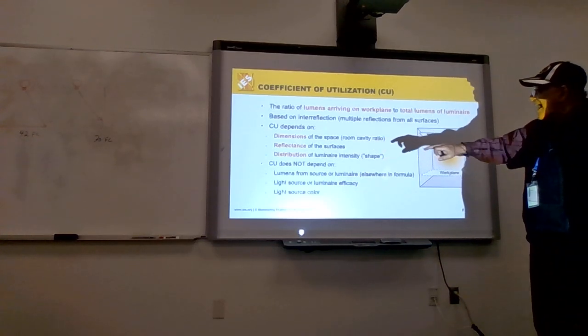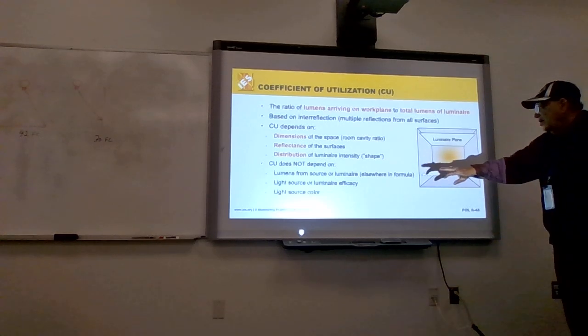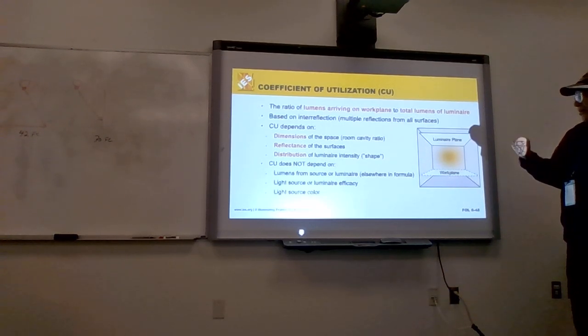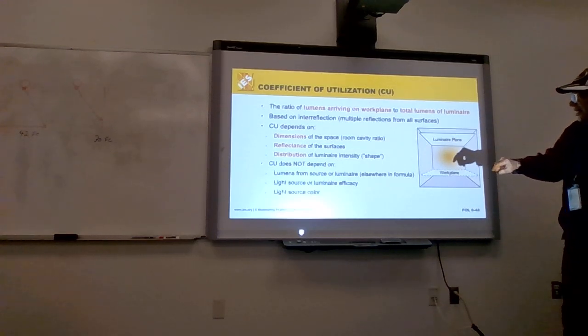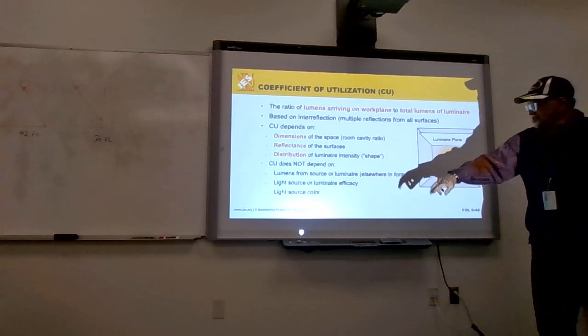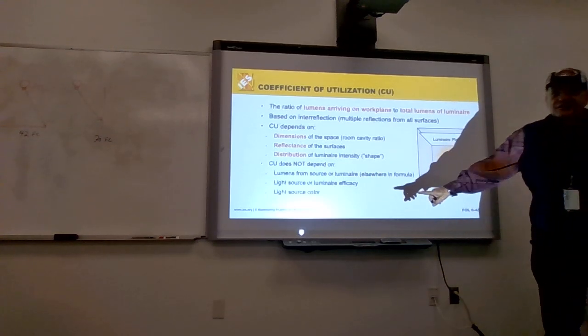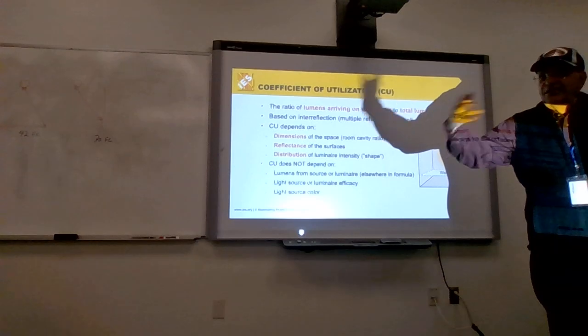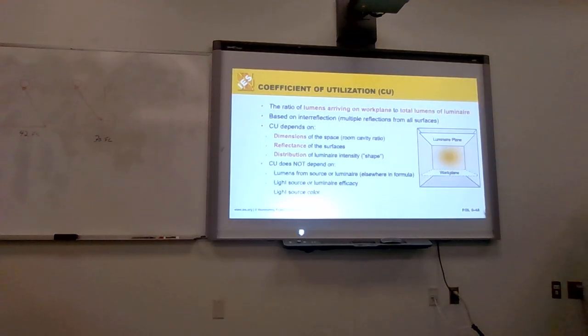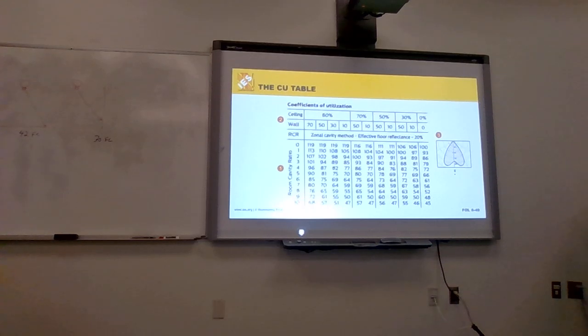Coefficient of utilization does not depend on the lumens from the source or the luminaire. It does not worry about the light source or the luminaire efficacy. It is only concerned with the quantity of it. And it doesn't care about color. 35K, 40K, 50K, whatever, don't care. Manual calculation. In the computer simulation, we will consider.